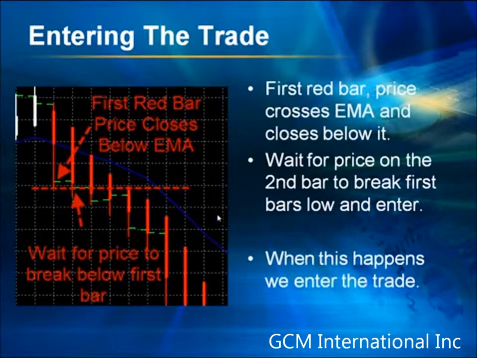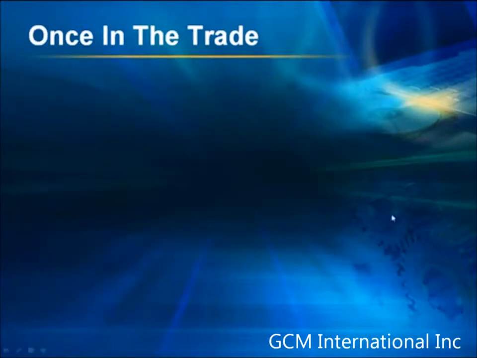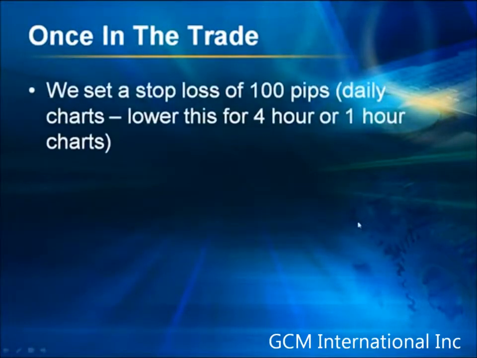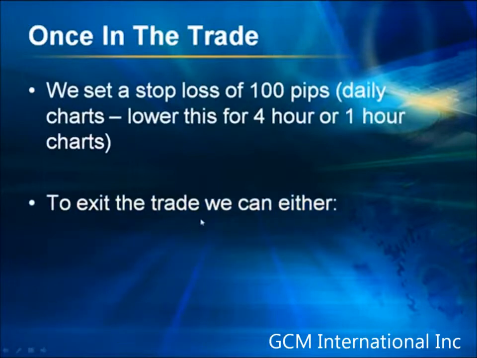So we enter the trade, and once we're in the trade, we need to manage it properly. In this case, it's quite simple. We set a stop loss of 100 pips, and I'm using daily charts in the examples for this system. In video 5, I'm going to talk about other time frames. If you use the 4-hour or 1-hour charts, don't use a 100 pip stop. This is solely for the daily charts that we're going to be trading in the examples here.